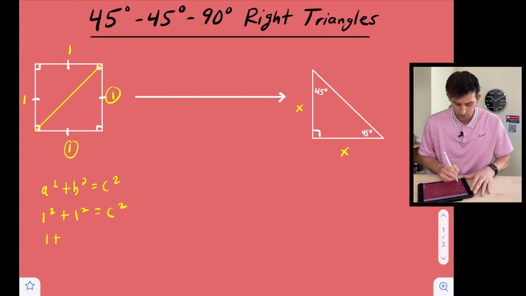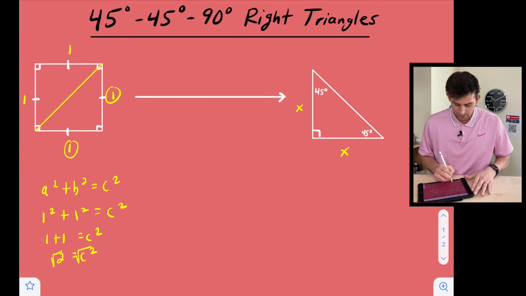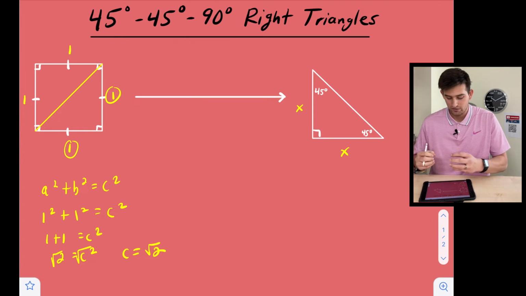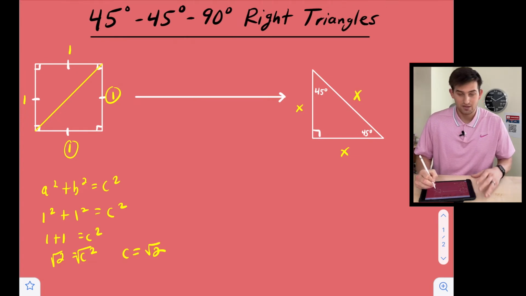Well, 1 squared is 1, so now we get 2 is equal to c squared, and to solve for that we would take the square root of both sides. So that means c is equal to the square root of 2. So now our hypotenuse, like our general equation or our general triangle that we see on the right side here, we would say our hypotenuse is just the leg times the square root of 2.